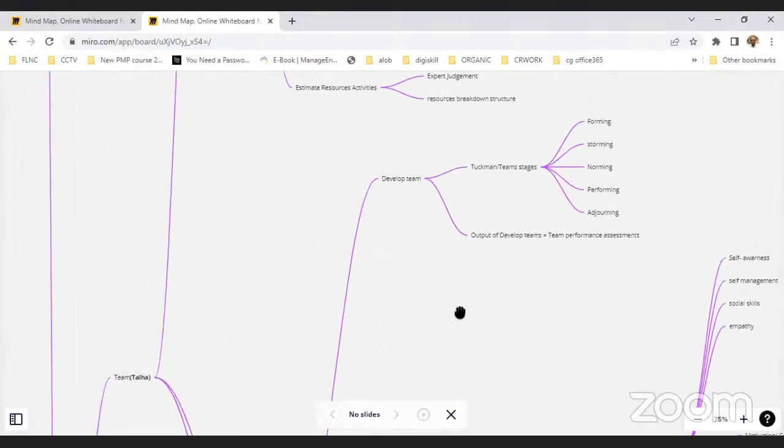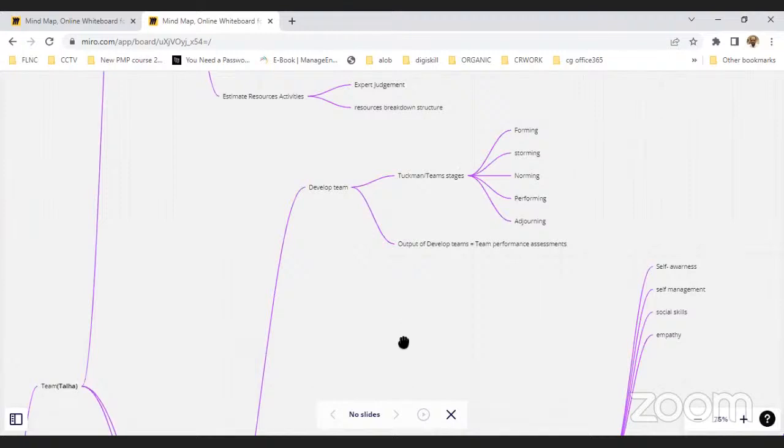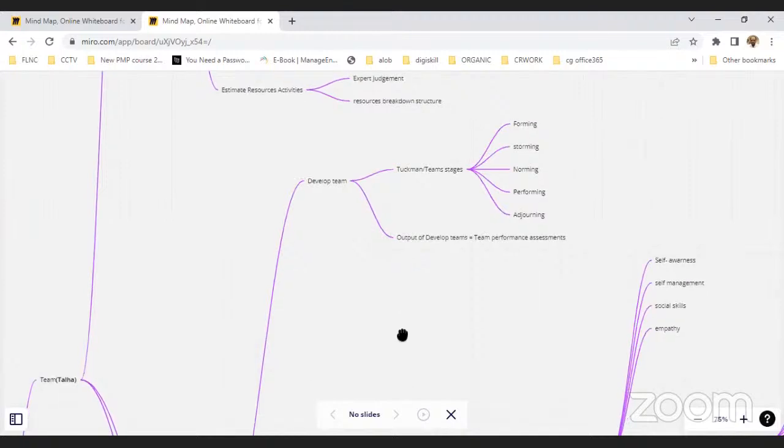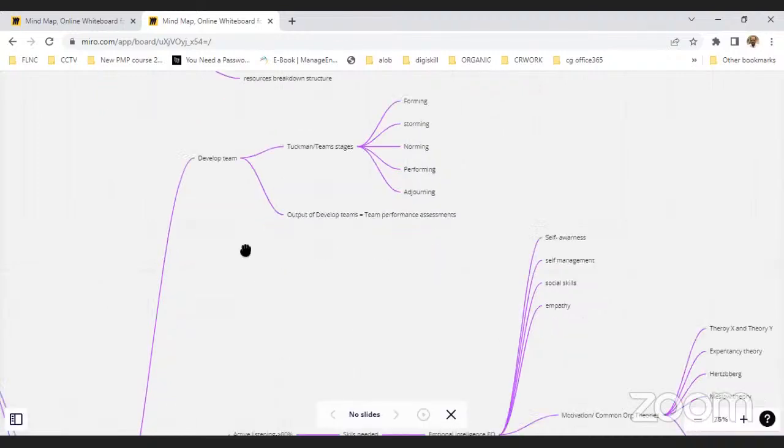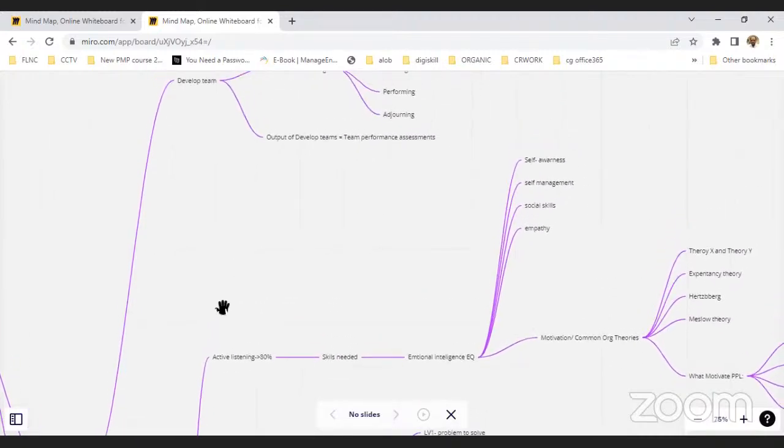Besides that, we have developing. We have the execution of the team, and in the execution, we have two parts. That is develop team, which includes the technical ladder and the team stages: forming, storming, norming, performing, adjourning. After that, we have the output of develop team, that is the team performance assessment.